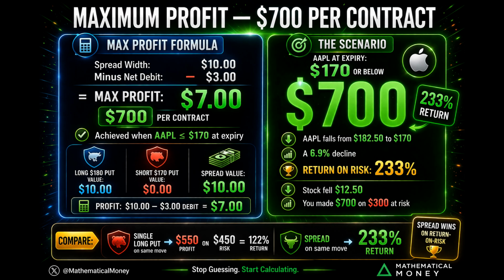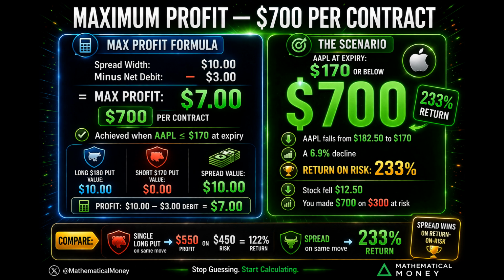Moving left below 180, the spread begins gaining value linearly. Every dollar Apple falls adds $1 of value to the spread. At 177, you cross zero, break even. Below 177, the trade is profitable. As Apple approaches 170, profit ramps toward the maximum. At 170 and below, the spread reaches its full $10 width and your profit is locked at $700.